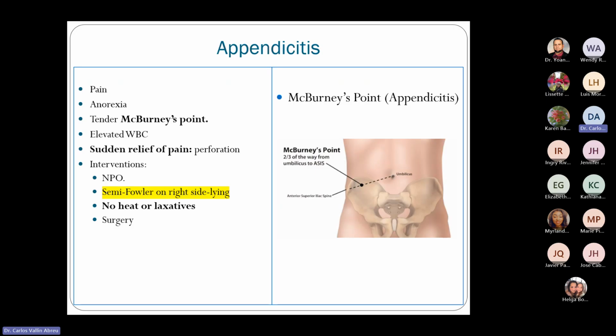Remember, the patient under suspicion of appendicitis needs to be NPO and prepared for surgery with IV fluids. Once the doctor orders it, analgesics can be administered for the pain. The patient shouldn't receive any kind of laxative, local heat on the abdomen, or any kind of enema, and should be placed in a comfortable semi-Fowler position with a slight turn to the right side to localize all the infected fluids in this area of the appendicitis.